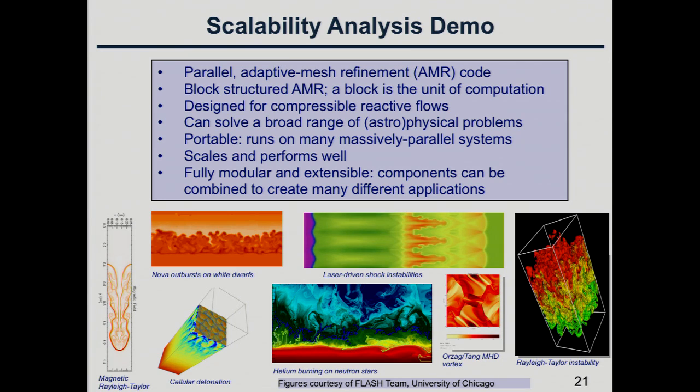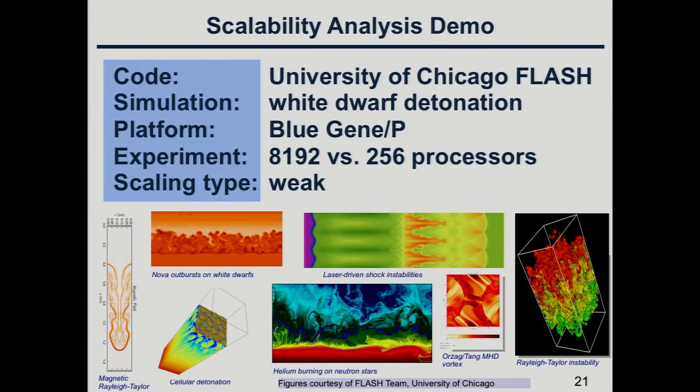So this was some work that was done with the Flash code from the University of Chicago. It's a parallel adaptive mesh refinement code. It's a block-structured AMR. It was designed to compute compressible reactive flows and solves a broad range of astrophysical problems. And so what I had collected was data on 256 cores and on 8K cores using weak scaling.